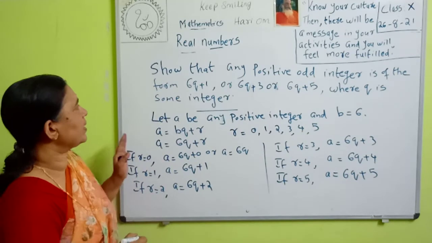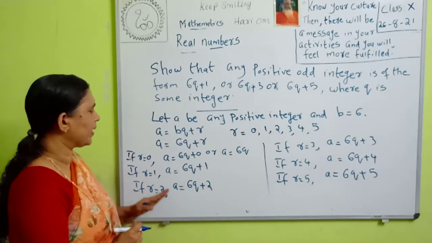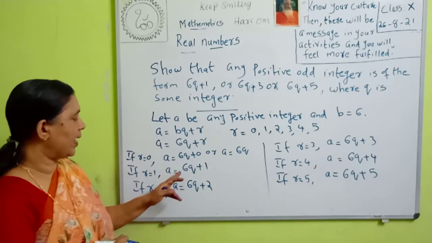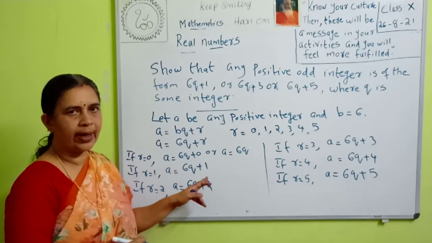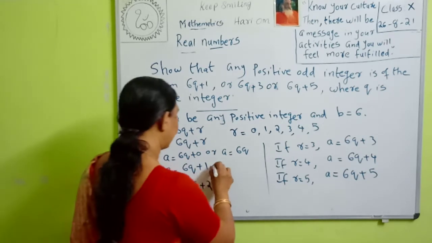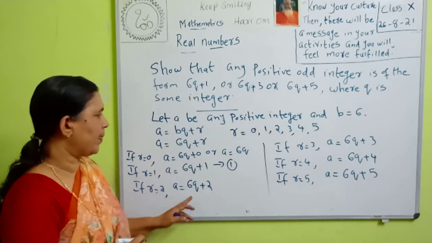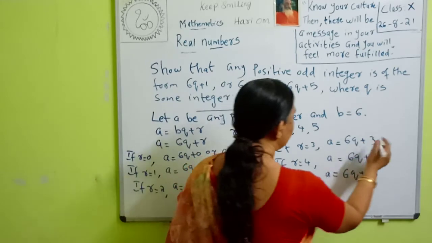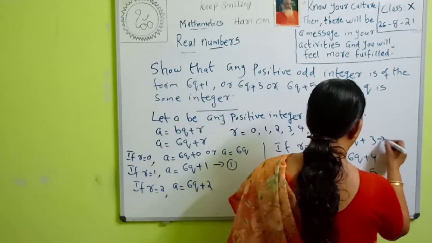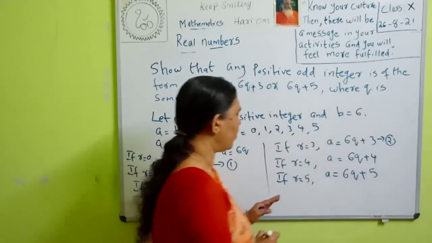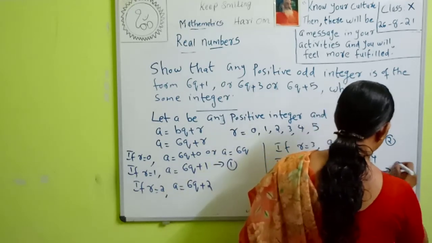Then here, show that any positive odd integer is of the form 6q plus 1. Then what are the odd integers here? Here 6q is an even number. If we add 1 to this number, then we will get an odd number. Then this is an odd number, 1. Then what is another odd number here? This is an even number. Then if r is equal to 3, then even number plus odd number is equal to odd number. Therefore, this is also an odd number, 2. Then another odd number is, if r is equal to 5, it is equal to 6q plus 5. Then we got 3 odd numbers.